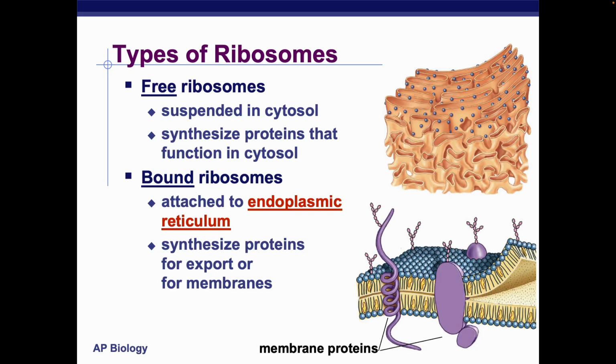So there are types of ribosomes. Free ribosomes are suspended in the cytosol, and they create metabolic proteins such as phosphofructokinase or hexokinase, and such as these enzymes involved in cellular respiration. And we have bound ribosomes, which basically make proteins for export, like cell membrane proteins.